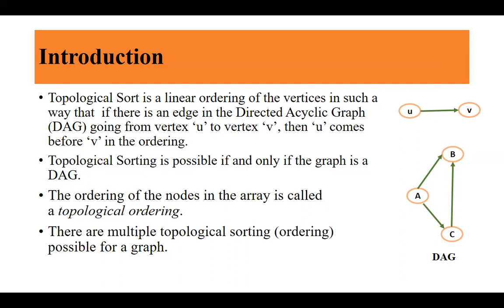The ordering of the nodes in the array is called topological ordering. So what we'll be doing, we'll be selecting those nodes and putting them in the array, right? Which will have the ordering of these nodes. There are multiple topological sortings possible for a graph. So a single graph can have a number of topological sorting orders.